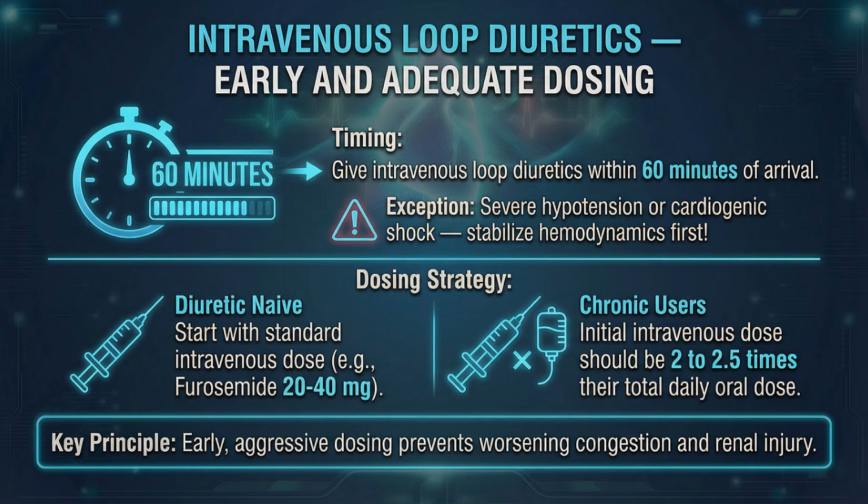Dosing is equally important. For a diuretic-naive patient, a standard starting dose like 20 to 40 milligrams of furosemide is reasonable. But for a patient on chronic home diuretics, you need to be more aggressive. The initial intravenous dose should be 2 to 2.5 times their total daily oral dose. Early and adequate dosing is key to preventing worsening congestion and subsequent renal injury.